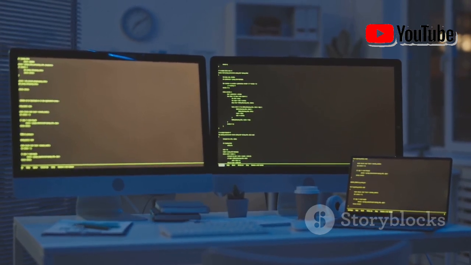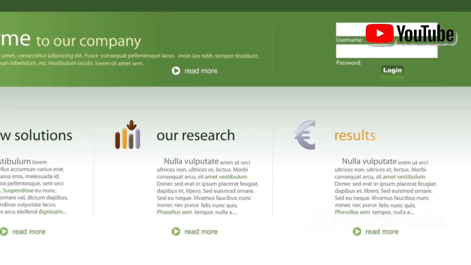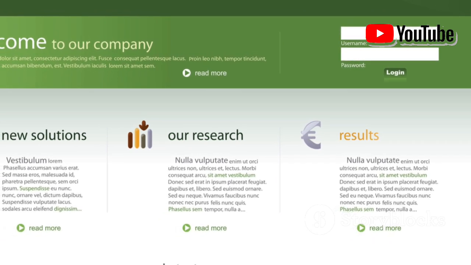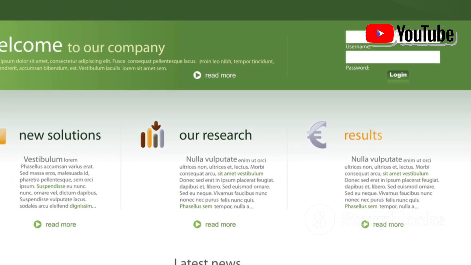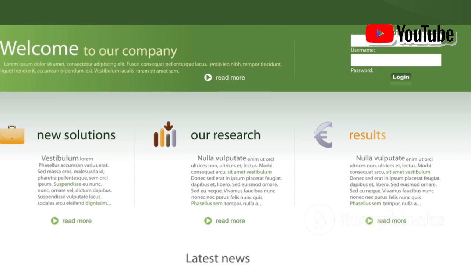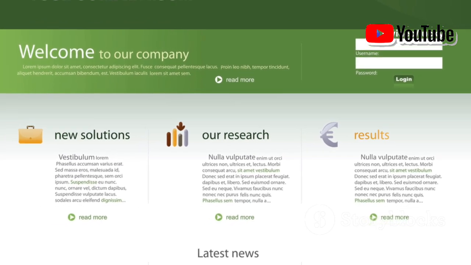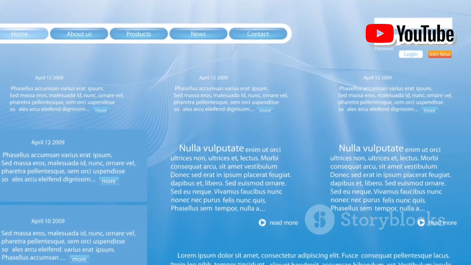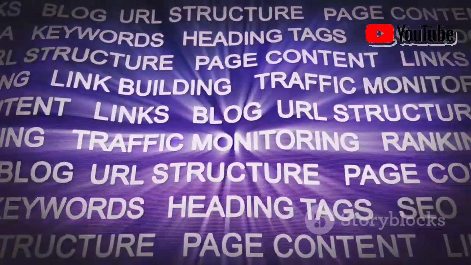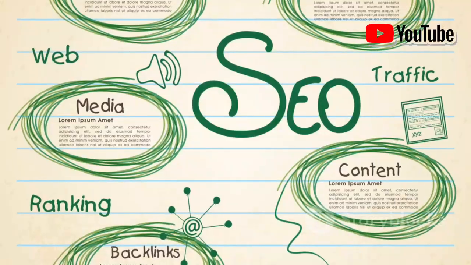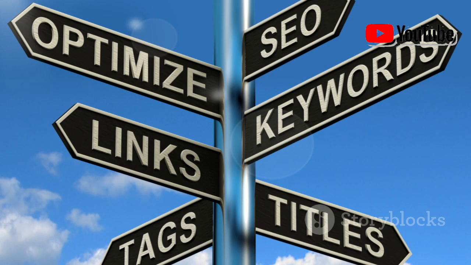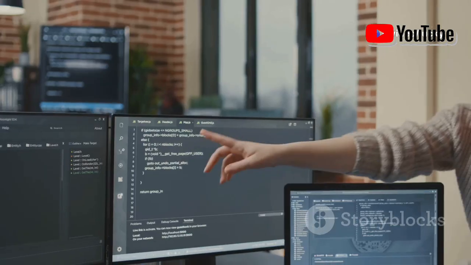Section 5. Headings in HTML. Headings are used to create titles and subtitles within the content of a web page. HTML provides 6 levels of headings, from the most important to the least important. Headings help to structure the content and make it more readable. They are also important for search engine optimization, or SEO, as they signal to search engines what the page is about.